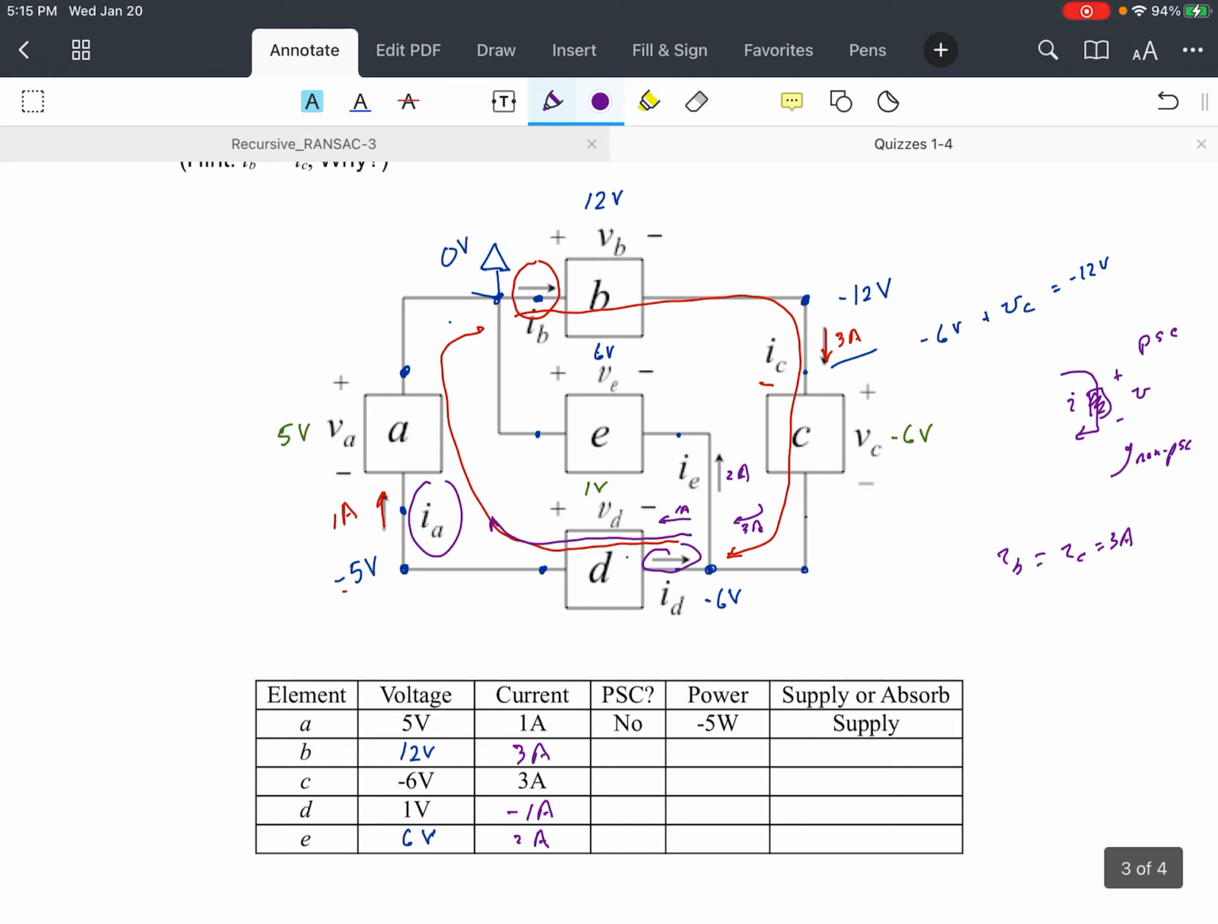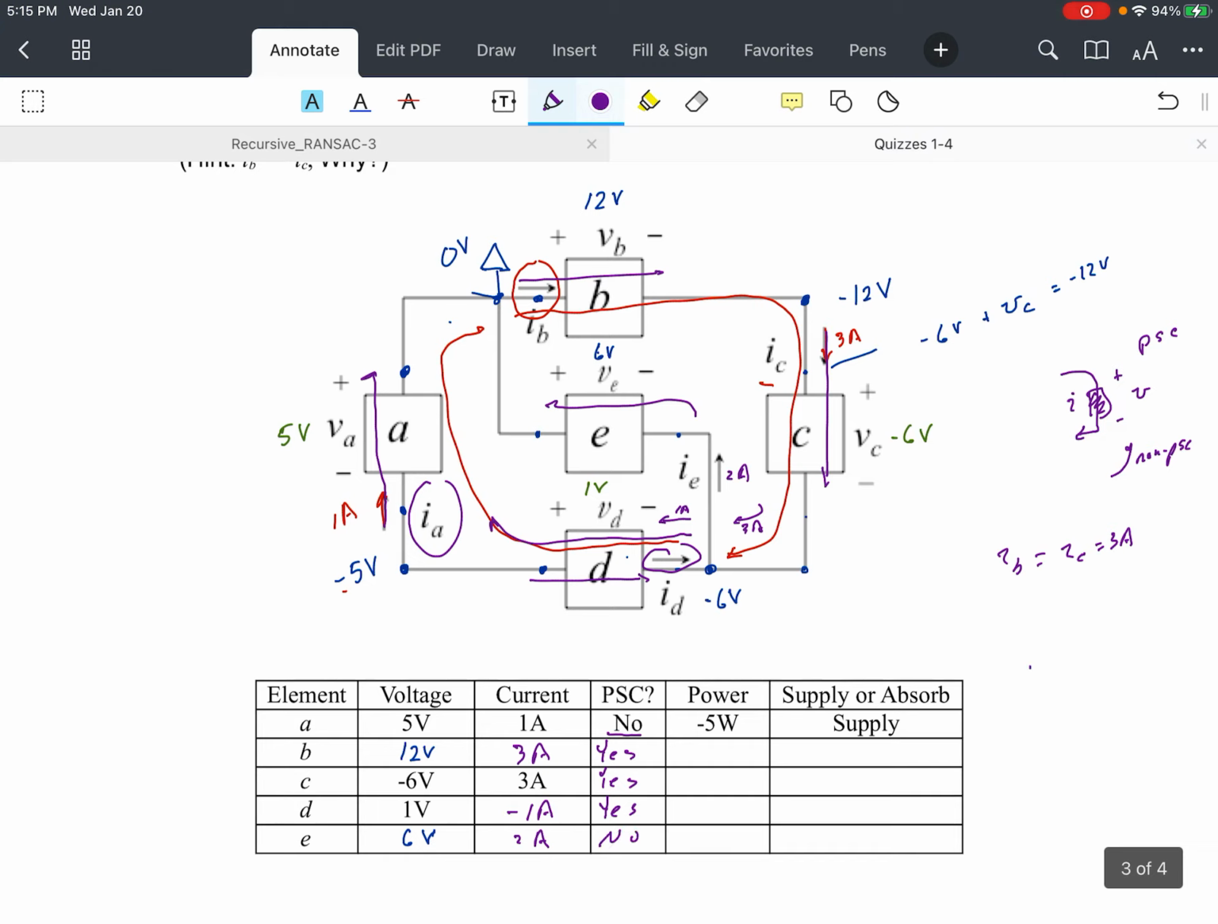For A, current flows from negative to positive, so the answer is no. For B, the current flows from positive to negative, so the answer is yes. For C, the current flows from positive to negative, so the answer is yes. For D, the current is flowing from positive to negative, so the answer is yes. And for E, the current flows from negative to positive, so the answer would be no.